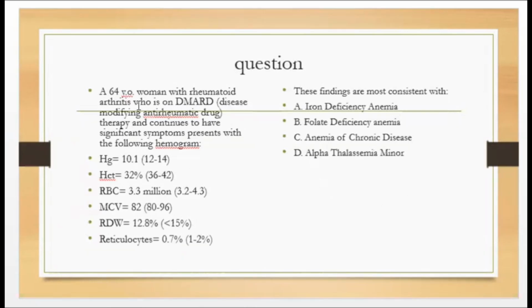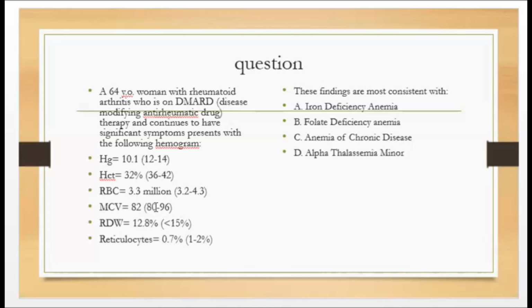A 64-year-old woman with rheumatoid arthritis who is on DMARD. DMARD is a medication we use for rheumatoid arthritis, okay? She continues to have significant symptoms despite therapy and presents with the following. So let's look at this one. RBC, MCV 82, which is what? Normal. 80 to 96 is normal, so 82 is normal, right? RDW is normal because normal is less than 15, so it's 12.8.